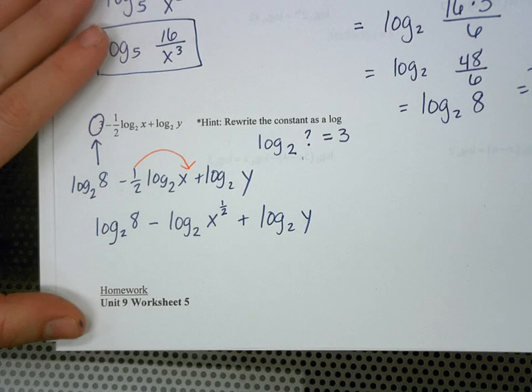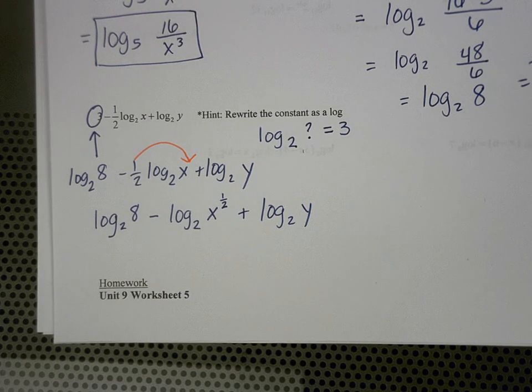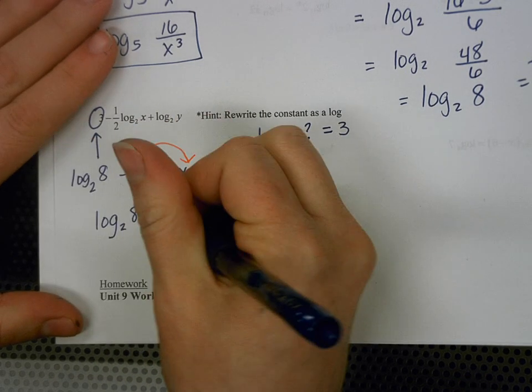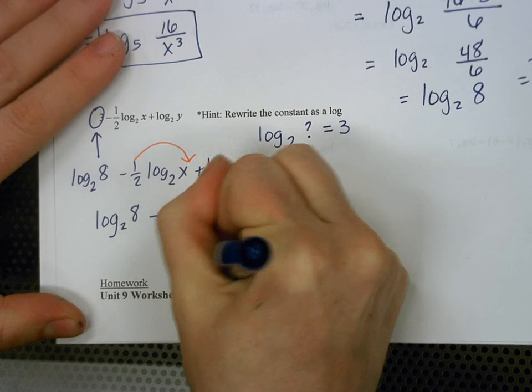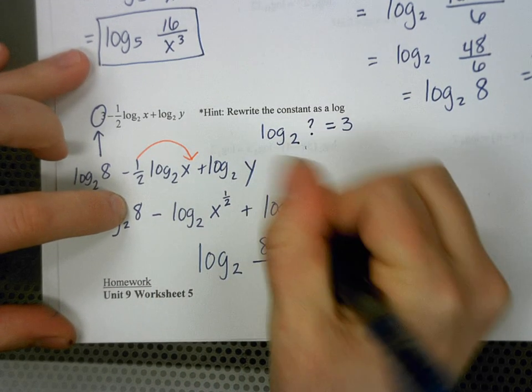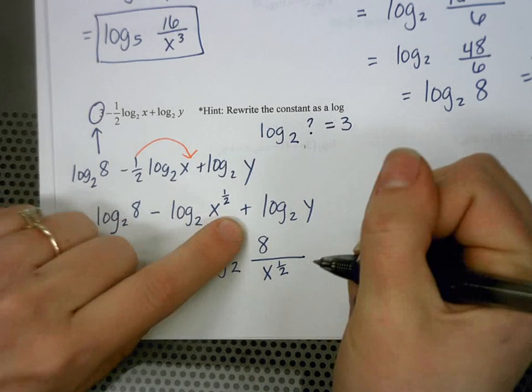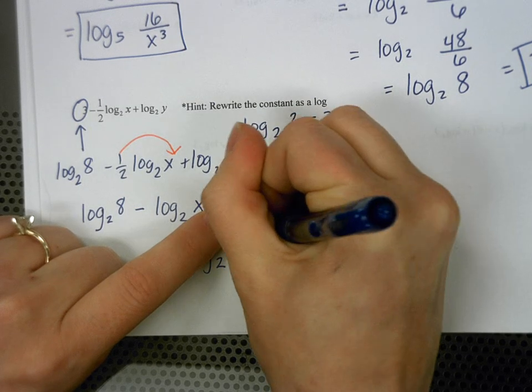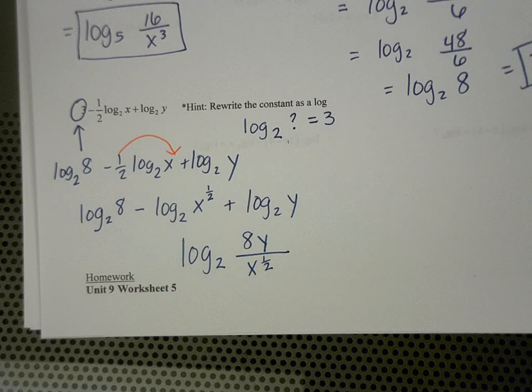All right, so subtraction means you're going to divide those values, and addition means you're going to multiply. So, the ones that are being subtracted should be in your denominator. All right, so we know this is log base 2. You're taking 8. You're going to divide it by x to the 1/2, and then this addition sign says multiply by y. But if you multiply by y over 1, you just get 8 times y, which is 8y.